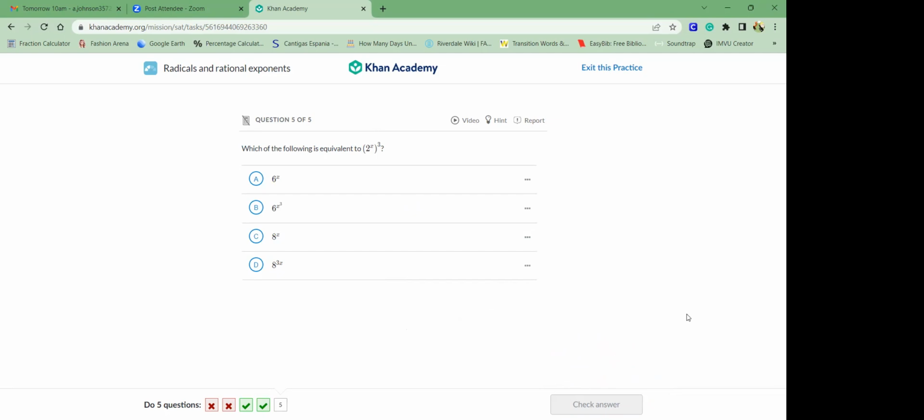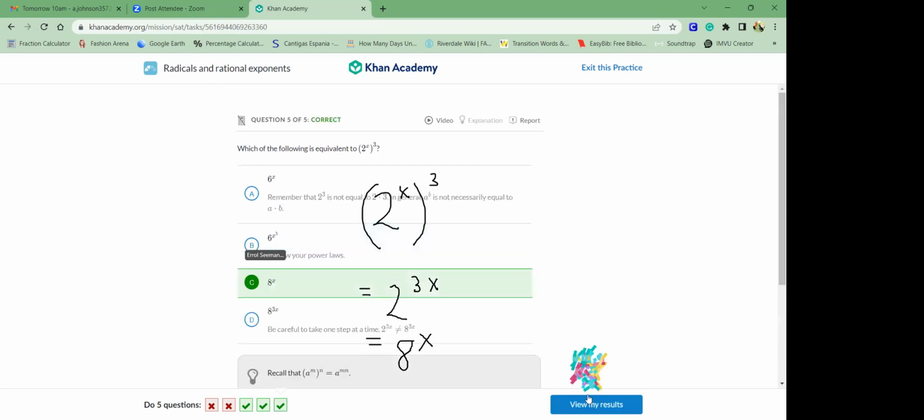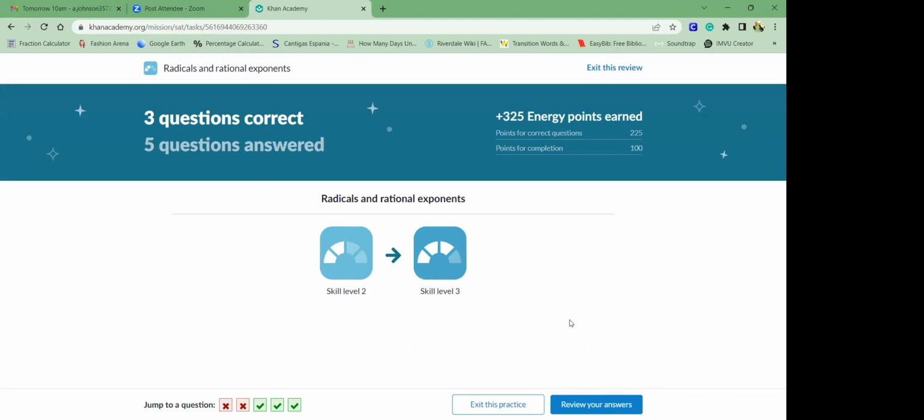Okay, so same idea on this one. 2x to the power of 3 would be what? Follow your exponent laws. 2 to the 3x, right? And what's 2 times 2 times 2? 8. 8 to the power of x. This one. All right. Go to the next one.